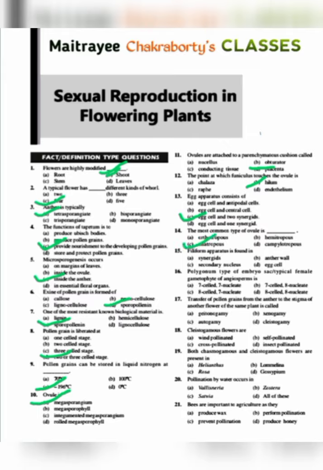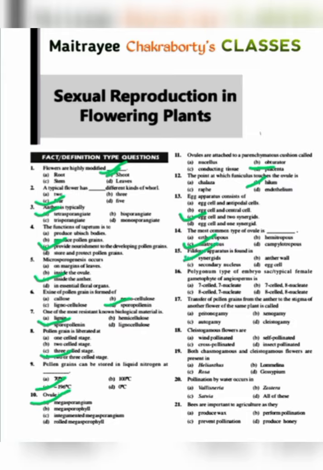15. Filiform apparatus is found in A. synergids, B. anther cells, C. secondary nucleus, D. egg cells. So what do we know about this one? Synergids bear a prominent structure called filiform apparatus, which are finger-like projections. This apparatus is present in the upper part of each synergid. This apparatus is useful for the absorption and transportation of materials from the nucellus to the embryo sac. So answer number 15 will be A.